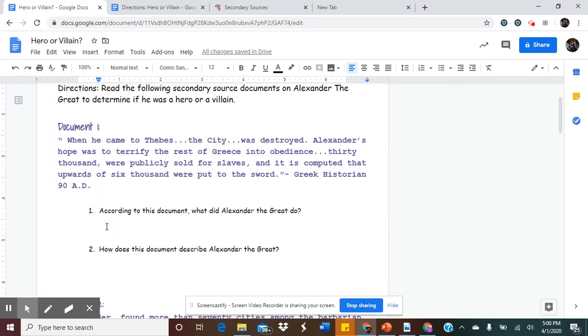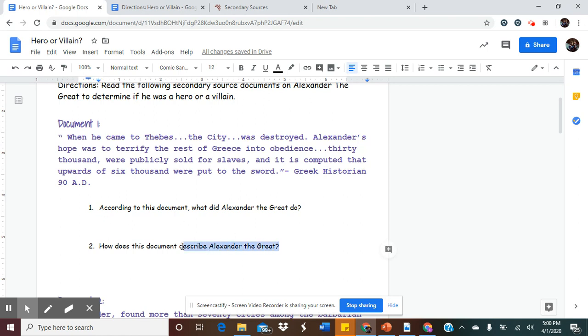So what I'm going to do the first thing is that I already know that I have two questions that I need to ask based off this small little text right here. So I'm going to know what they are. So I'll read those first. So the first thing I want to know from this first document is, what did Alexander the Great do? Okay, so I want to know what Alexander the Great did. Now I know a little bit of information about what he did, but I want to know about it according to the document. So that's important to note. And the second question is, how does this document describe Alexander the Great? So the two things I want to get out of here is what he did and how did this document describe Alexander the Great? So I'm going to go ahead and start reading.